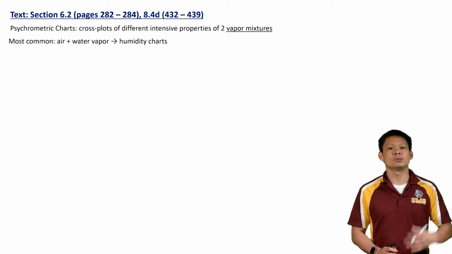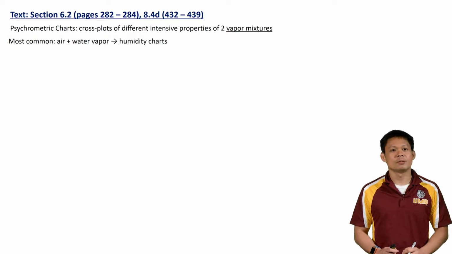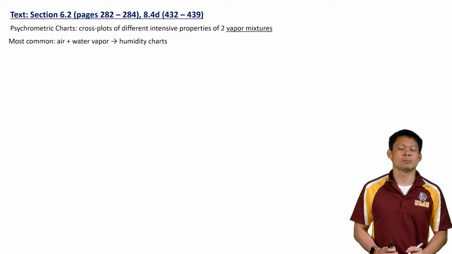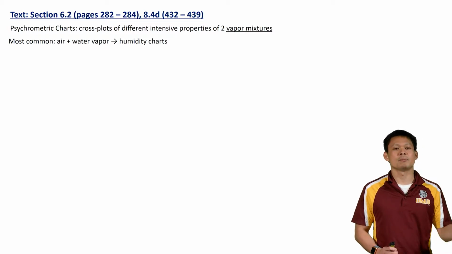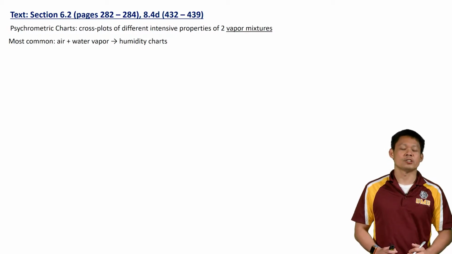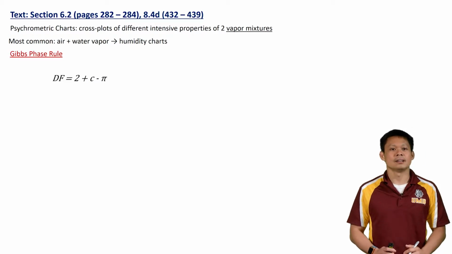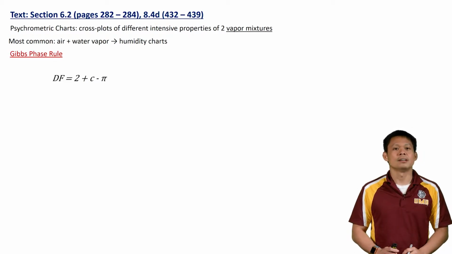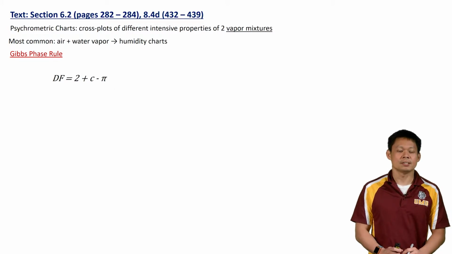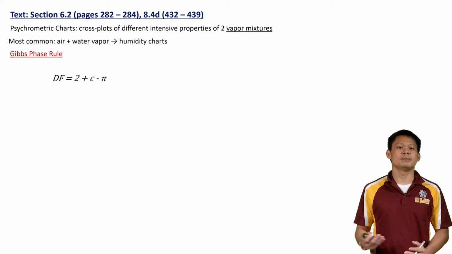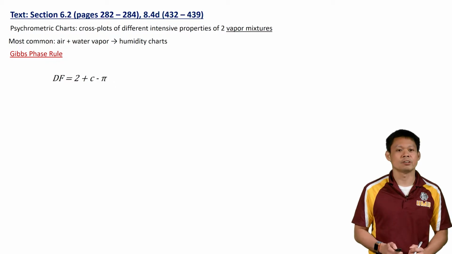But before we go into this humidity chart, I want to go back to section 6.2 and talk about the Gibbs phase rule to give us a background on why this chart actually works the way it does. So the Gibbs phase rule in chapter 6 is this equation: the degree of freedom is df = 2 + c - pi. So let's go over each one of these variables.